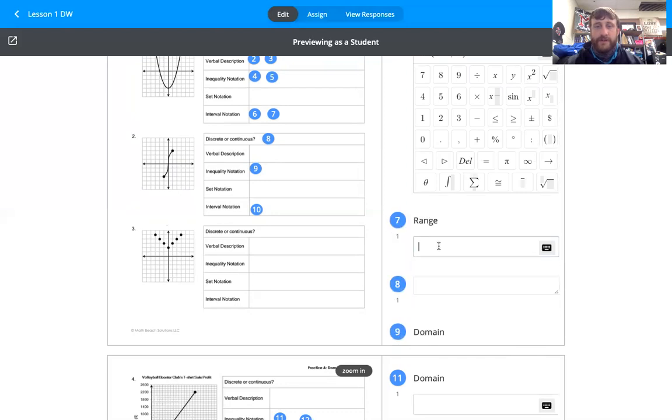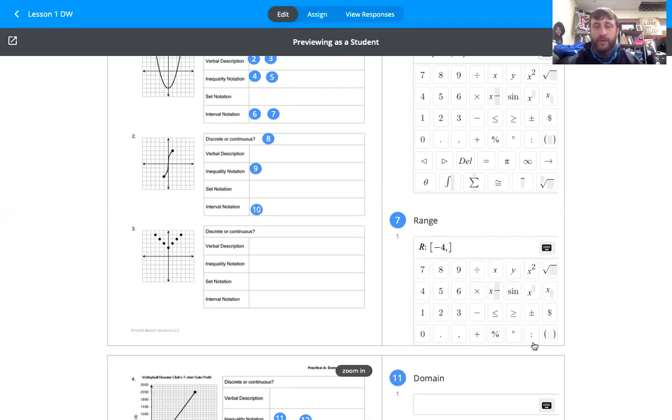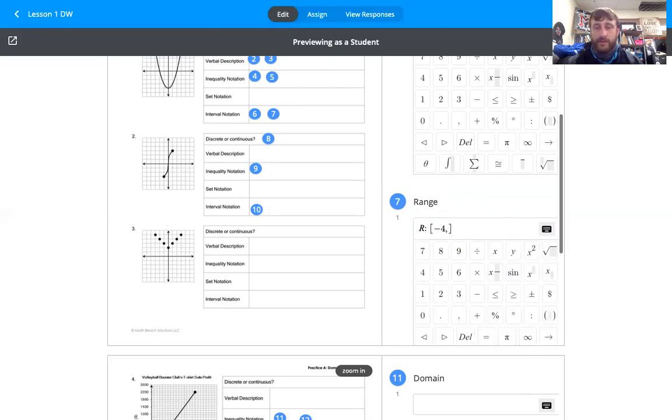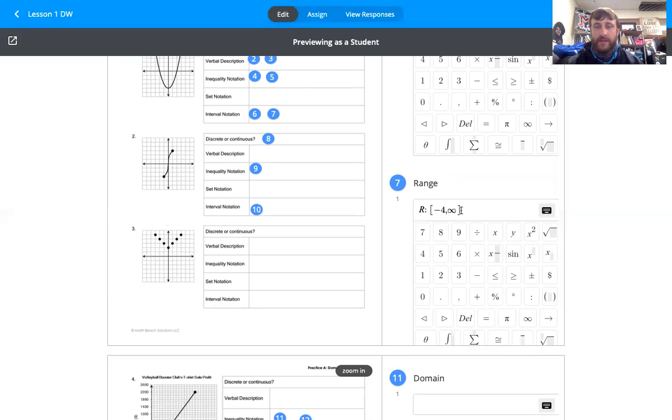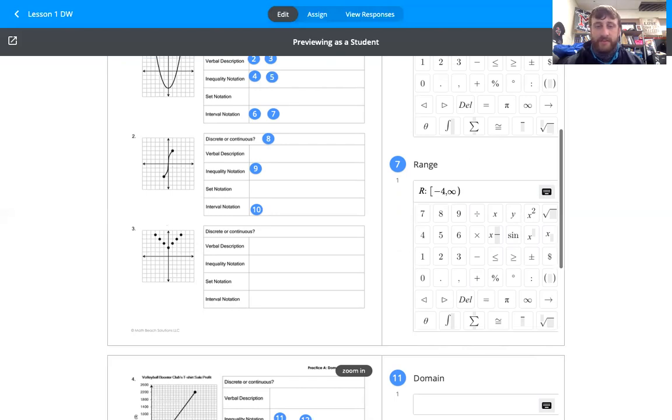On my range right here, since it's interval notation, it's kind of like an ordered pair in a sense. I'm going to go bracket -4, comma, and since it's going up, we're going to use positive infinity. Infinities always have parentheses. So make sure when you're using the infinities, you use a parenthesis there, not a bracket.